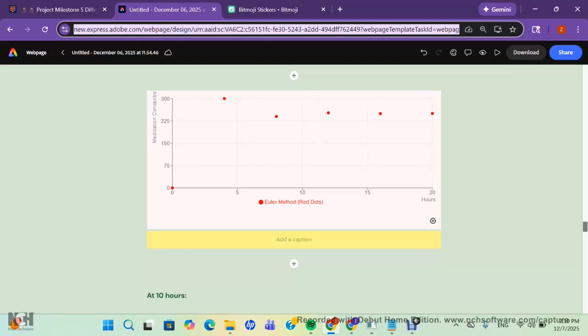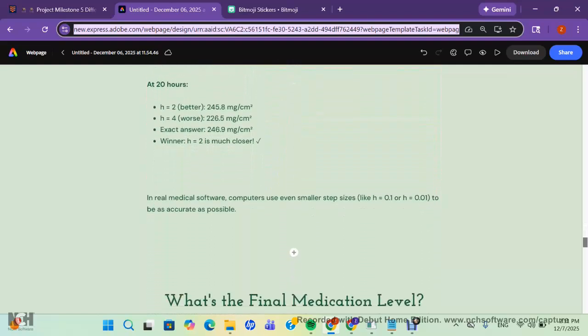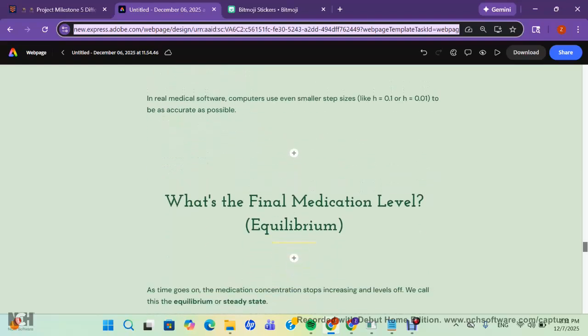So fewer calculations means there's less data, less data means bigger gaps between the points, and bigger gaps mean the approximation can miss important details about how the medication concentration changes. So the h equals 4 approximation is clearly less accurate than h equals 2. Okay, and like I said, in real medical software, computers use even smaller step sizes, like h equals 0.1 or h equals 0.01, to be as accurate as possible.